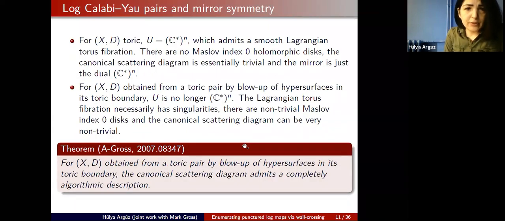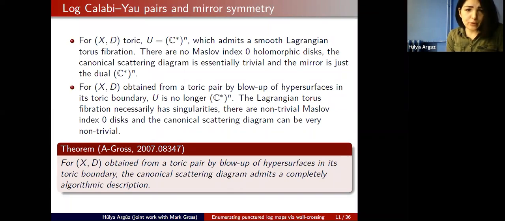So for (X, D) toric, U, the complement X minus D, will be just (C star) to the n, which admits a smooth Lagrangian torus fibration. There are no Maslov index 0 disks, so the canonical scattering diagram will be just trivial, and the mirror will be just (C star) to the n. But in the interesting case we are interested in, if you look at the blow-up of a hypersurface in the toric boundary, U is no more (C star) to the n. The Lagrangian torus fibration necessarily has singularities, as we mentioned. And there are non-trivial Maslov index 0 disks, and the canonical scattering diagram will be very non-trivial.